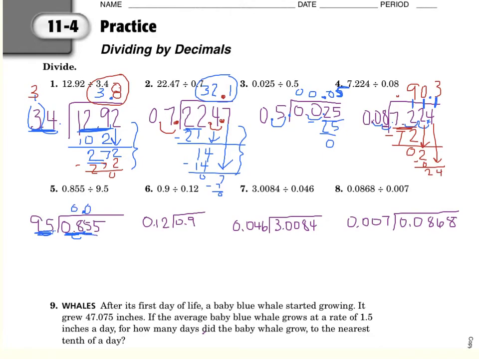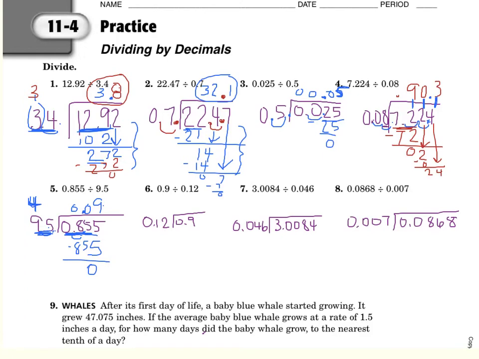So 855, that's pretty big, but let's just focus on the 9. How many times does 9 go into just 85? About 9 times. Let's try it. If it's too big, we can try a smaller number. 9 times 5 is 45. Carry your 4. 9 times 9 is 81, plus 4 is 85. Look, they made that easy for you. It looked like it was going to be hard, but it's quite easy.